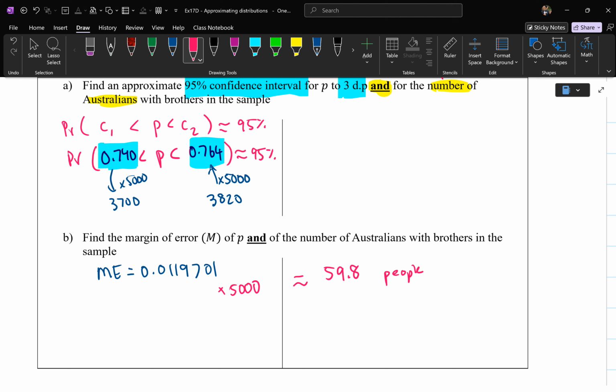So it's take the mean plus or minus either direction. Yeah, so plus or minus, that's my margin of error. I'm about close to 60 people off. Plus or minus 60. Does that make sense?